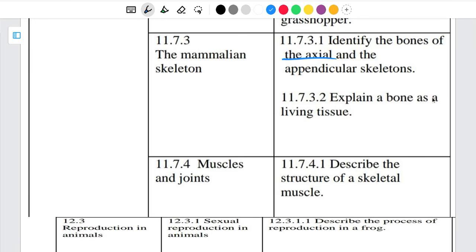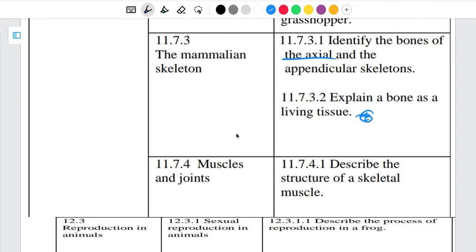And then explain a bone as a living tissue. So this is very important. It can carry 4 marks or 2 marks. It contains blood cells, red blood cells, white blood cells. It can get affected. In other words, it can be repaired. That's the reason why a bone is considered as living tissue.